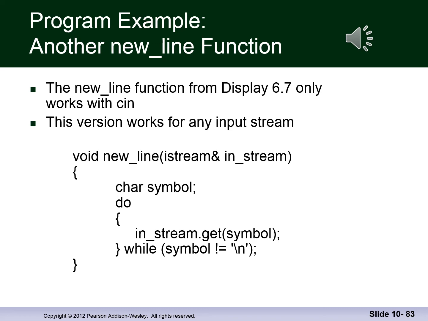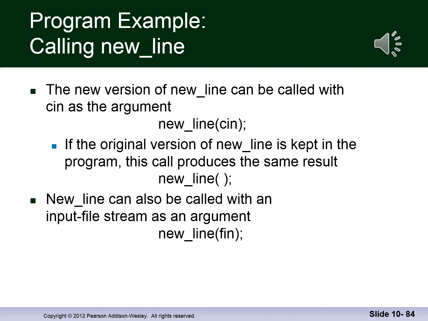Here we take a look at some examples of the new version of newLine we discussed in the previous slide. It can be called with cin as the argument. And if the original version of newLine is kept in the program, the call with cin as an argument produces the same results as the original call to newLine with no argument. But newLine can also be called with an input file stream object as an argument, and it will clear the line.